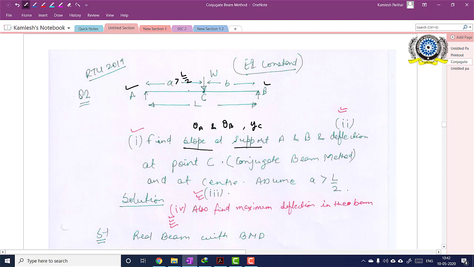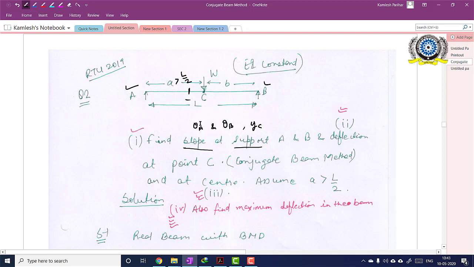Okay, so center is somewhere here. Now I have to find out these values at this center point also. Then it is said to also find out the maximum deflection in the beam. So maximum deflection always occurs somewhere near the center point. Okay, so these are the quantities that I have to calculate. I repeat, I have to calculate theta A, theta B and YC, then the deflection at center and the maximum deflection in the beam.